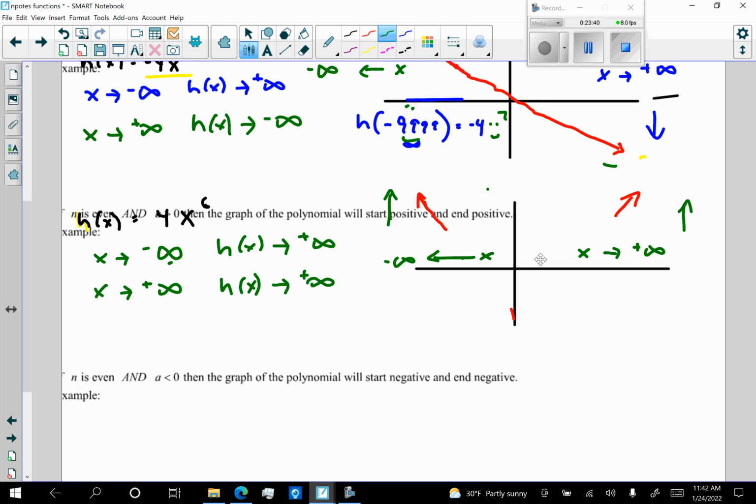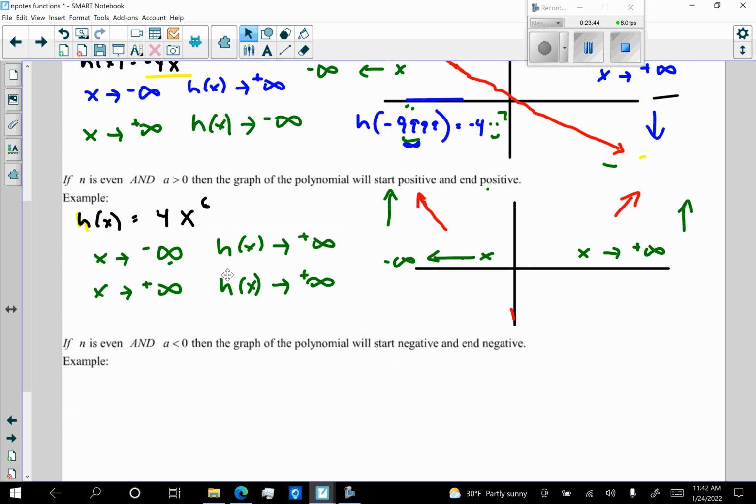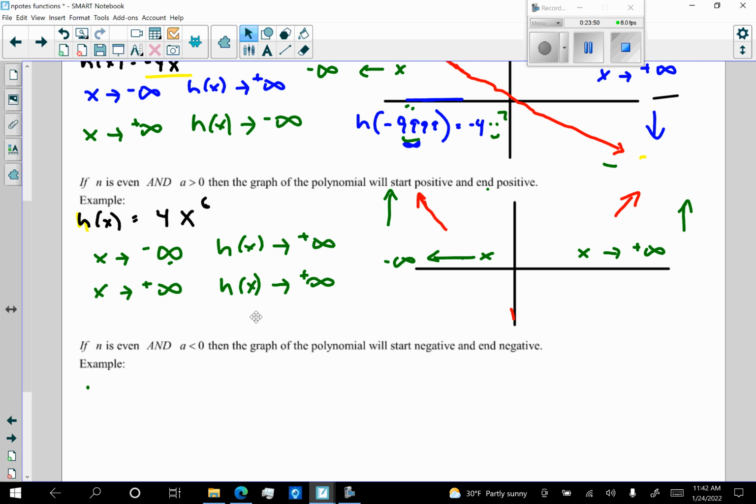Let's do the last example for end behavior. Let's do an example where n is even. Let's go x to the 8th, and a is negative 2. What's that graph going to look like?